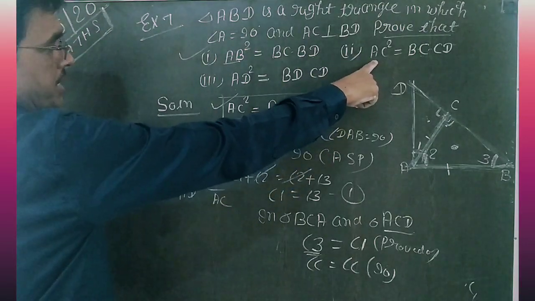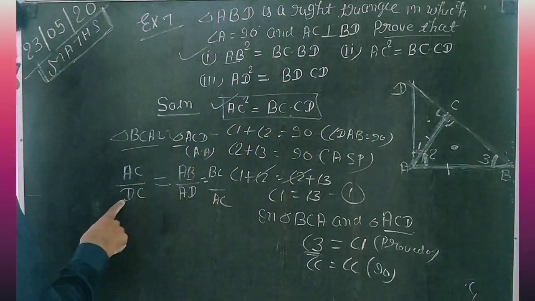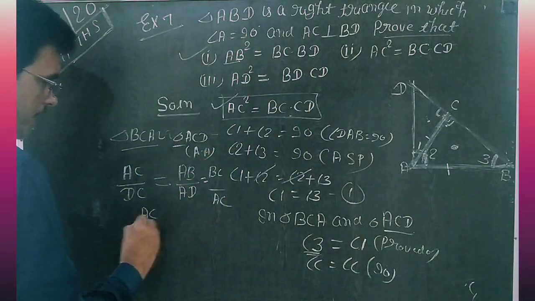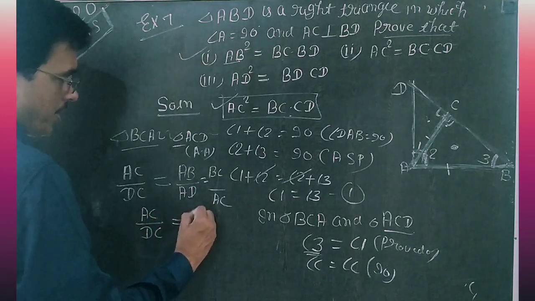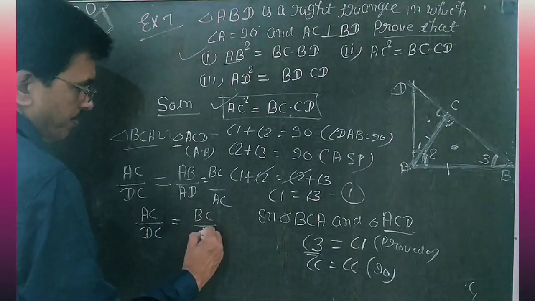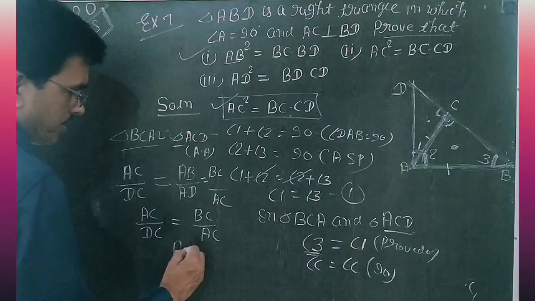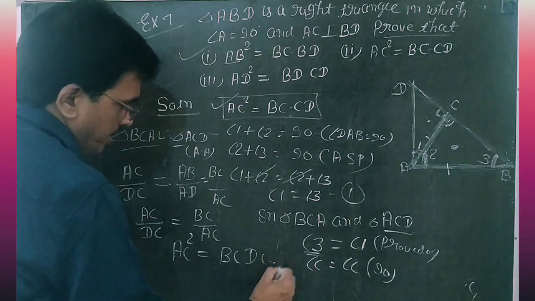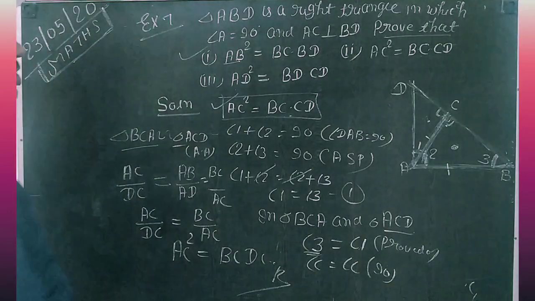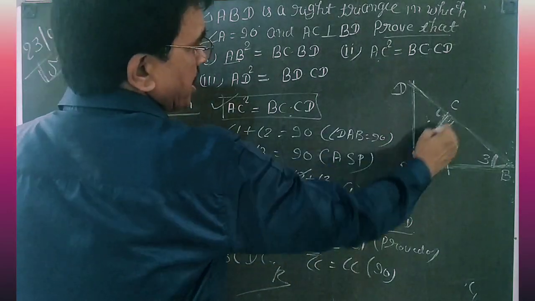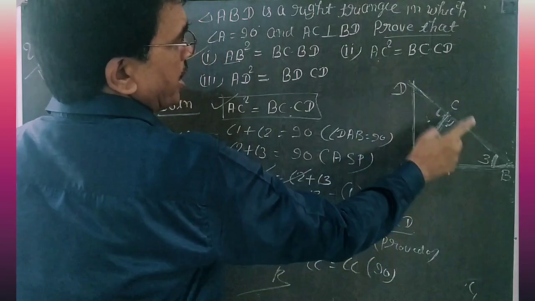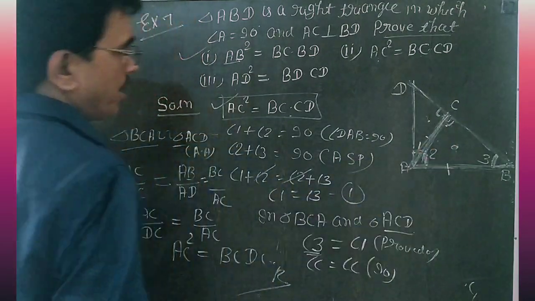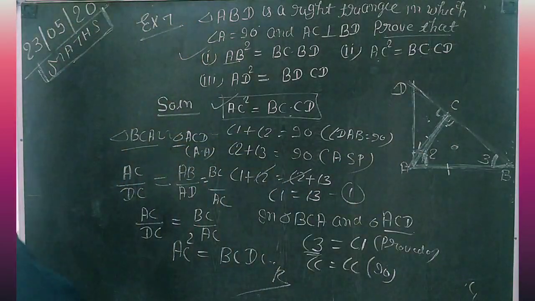You have the question AC square. So you take first and last. Then AC by DC is equal to DC by AC. Cross multiplication. Then AC square is equal to DC into DC. Okay. So this question is AC square, that means AC two times. Then it is clear you take these two triangles and the similarity relation between them.